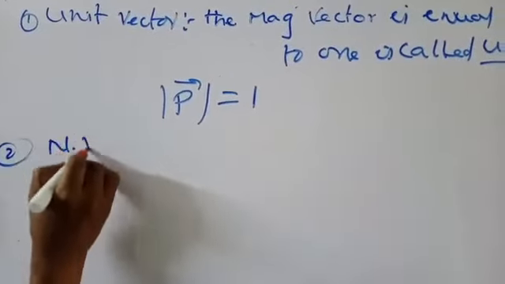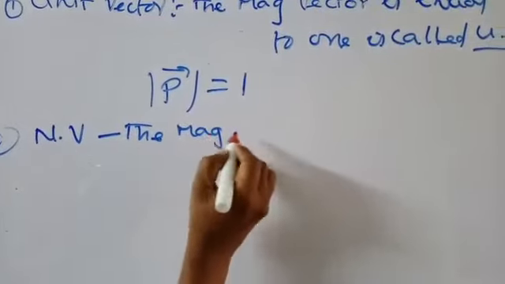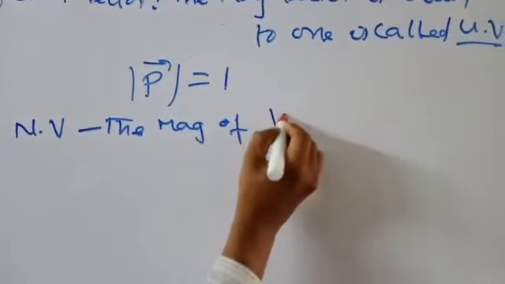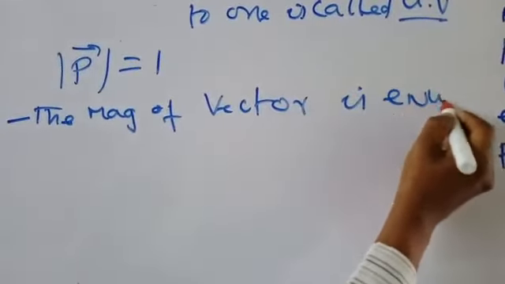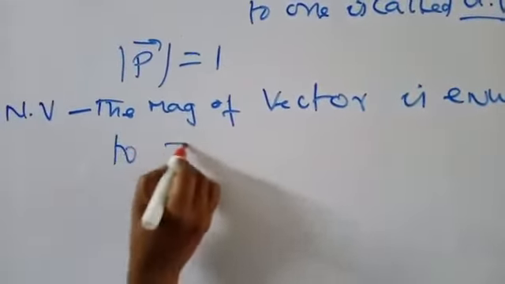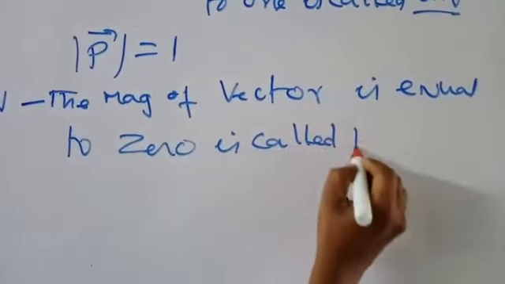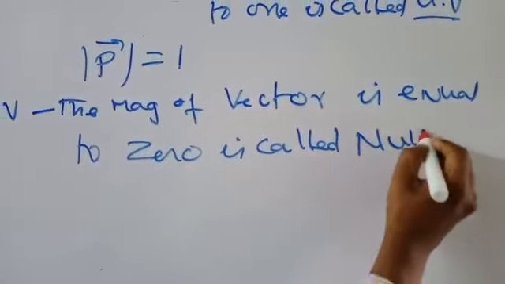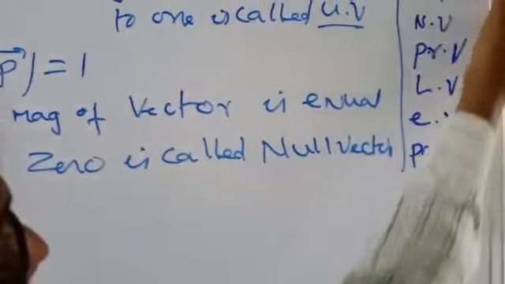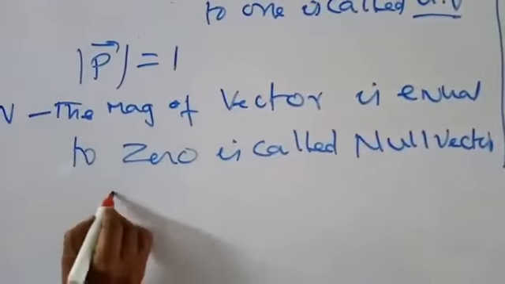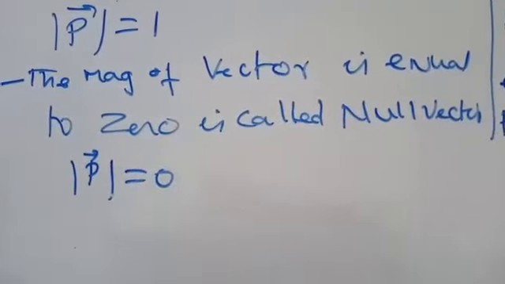Null vector. The magnitude of a vector equal to 0 is called a null vector. So unit vector is over, null vector is over. The modulus of vector P bar is equal to 0.